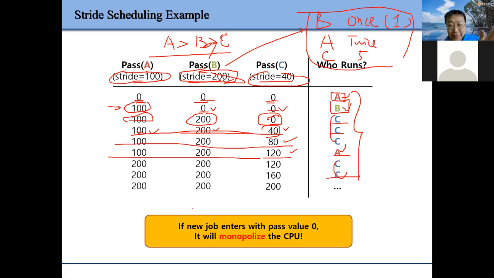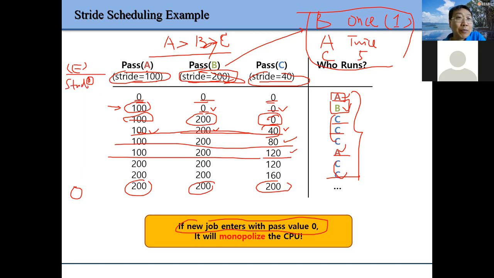But you can think about one issue here. Suppose a new job enters the system, and a new job has a pass value of zero, right? Suppose some other jobs have been running for a very long time, so their pass values have already become very huge. For example, at this moment the pass values of A, B, C are 200, okay? Then a new job, E, comes. E's pass value is zero in the beginning, right?